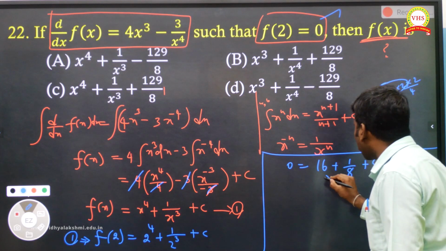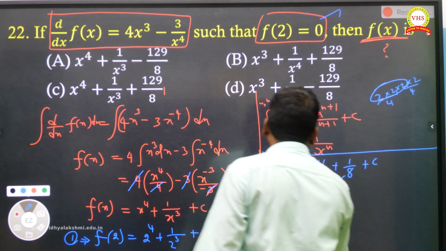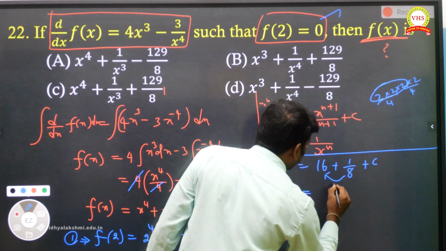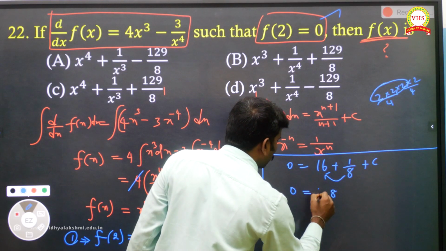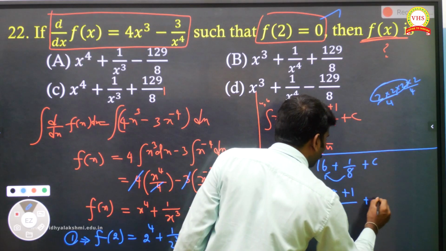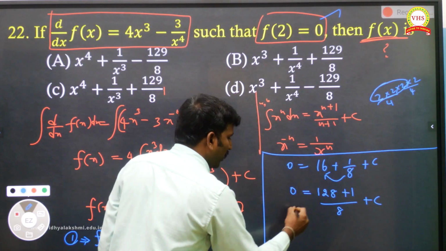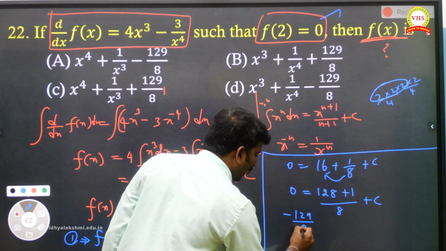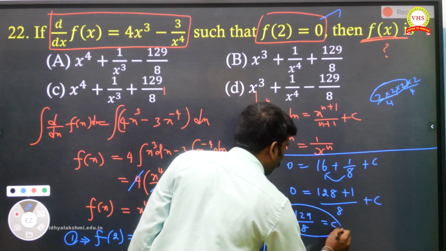Take the cross multiply. 16 8s are 128, so I am getting 0 equals 128 plus 1 divided by 8, plus c. When you add, you get 129. When you bring it to the opposite side, minus 129 divided by 8 equals c. This is our c value.